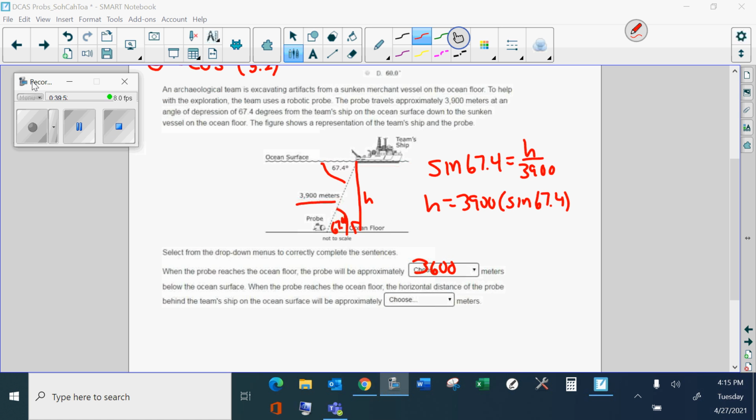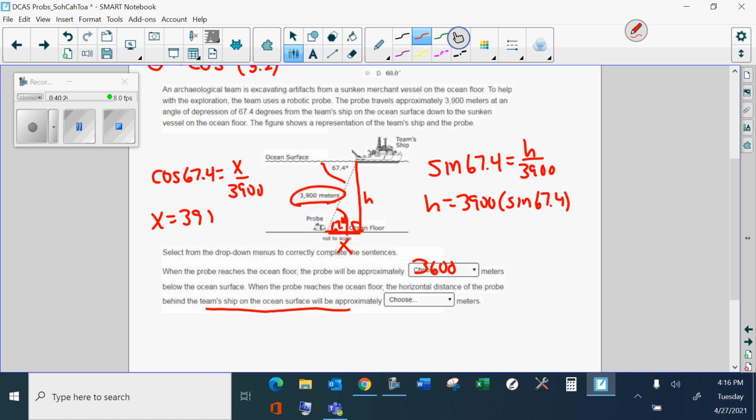Okay, when the probe reaches the ocean floor, the horizontal distance of the probe to the team's ship on the ocean surface, that's from there to there, is what? So now I want you to find that. Again, I cannot use h because that's an approximate answer. We're going to use, call it x, and we'll use the 3900. So that's adjacent, so that's cosine. So cosine of 67.4 equals adjacent x over 3900. So now x equals 3900 cosine 67.4.